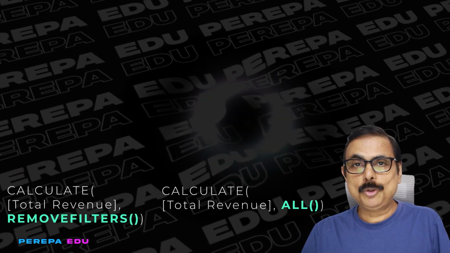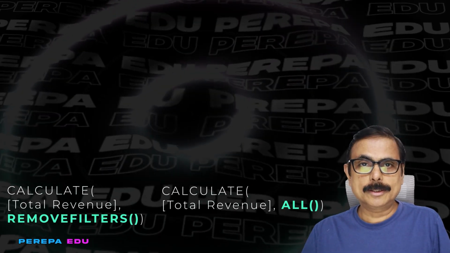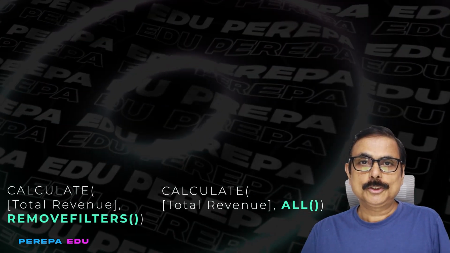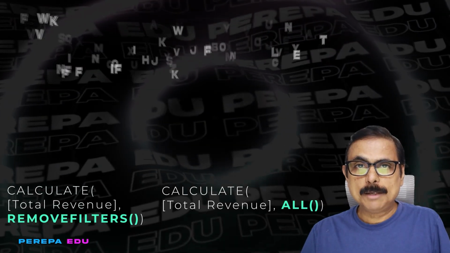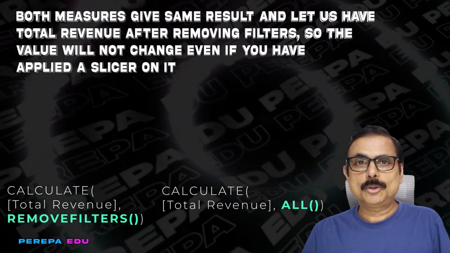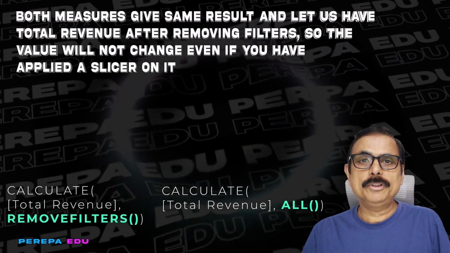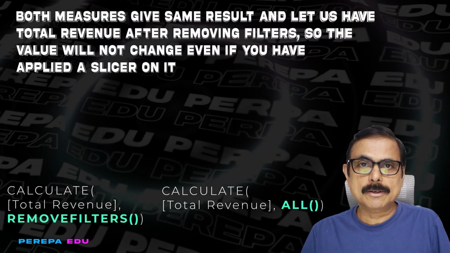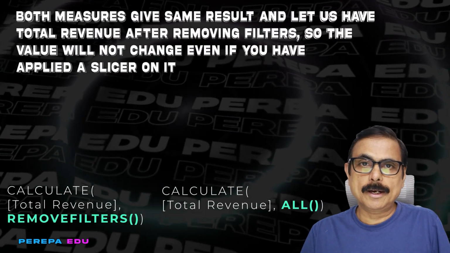On the screen I have given two DAX functions. One is with ALL, another is with REMOVEFILTERS. So what exactly do they do? They give you the same answer. They will calculate the total revenue after removing the filters. Even though you apply a slicer on them, they will give you only the grand total.